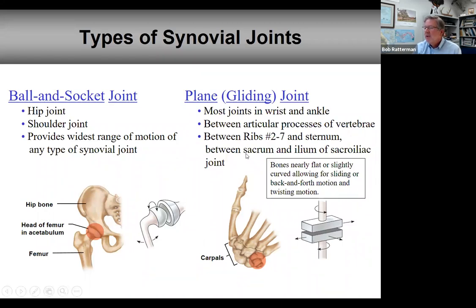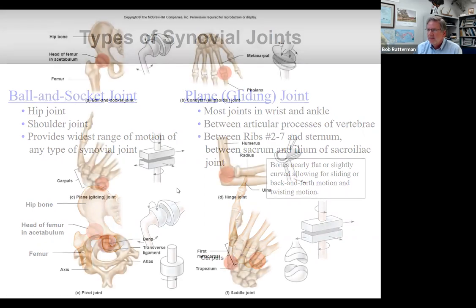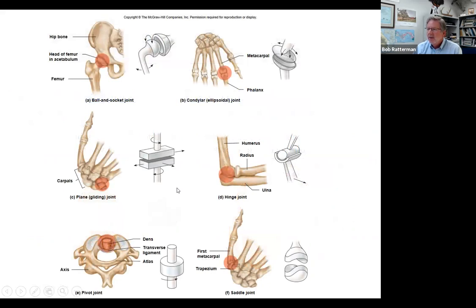It also mentions the sacroiliac joint, which again we talked about in lab, where the sacrum and the ilium articulate with one another. So there's a variety of examples of where we can go in the body to find plane or gliding joints. And here we see a review of the 6 types of synovial joints.